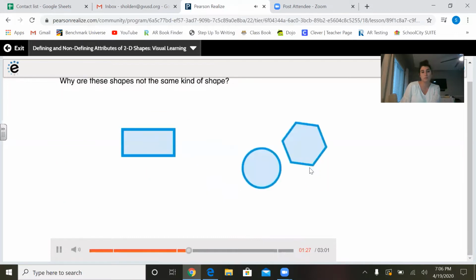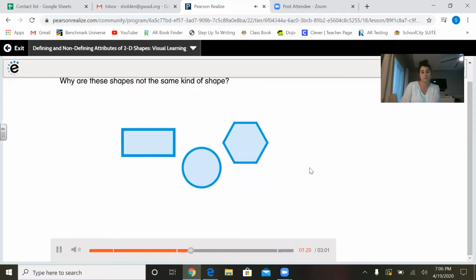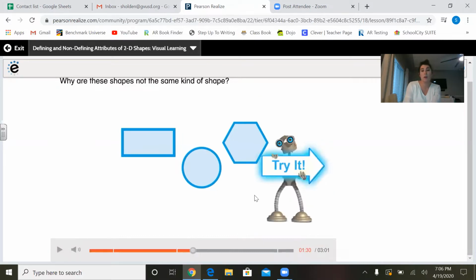Why are these shapes not the same kind of shape? So I'm going to go ahead and skip the try it, but why are these shapes not the same kind of shape? They're the same color. Does that make them the same shape? No. Remember, we have to think. This one has more sides and more vertices or corners than this one, so it can't be the same shape. This one doesn't have any sides or any vertices, so that one can't be the same shape as this one.